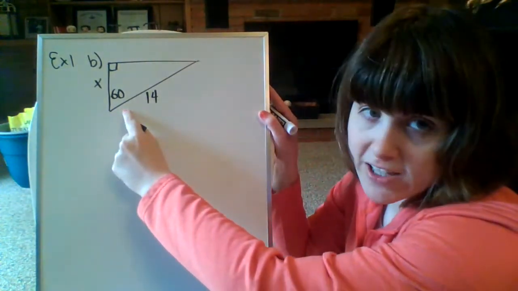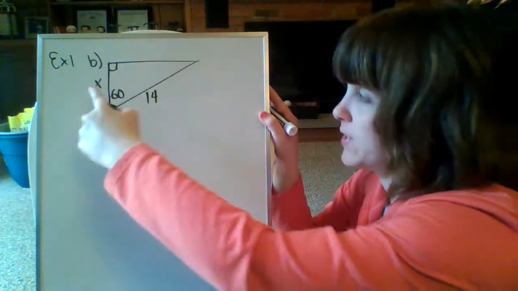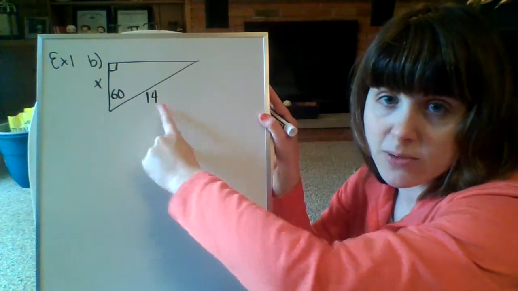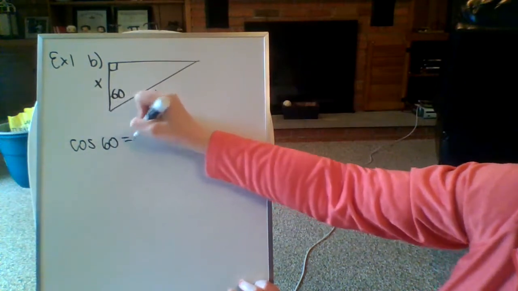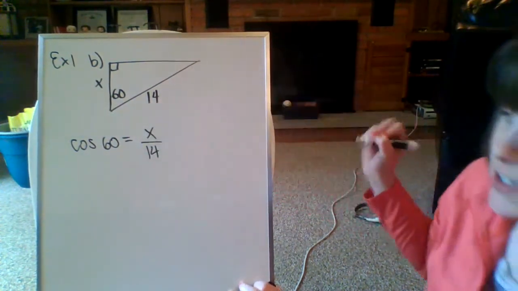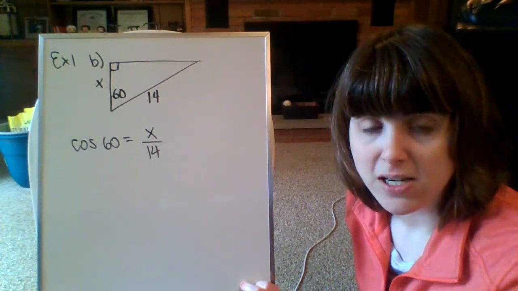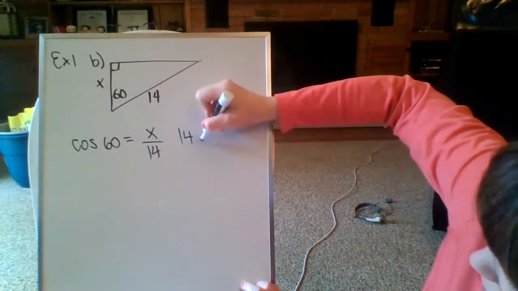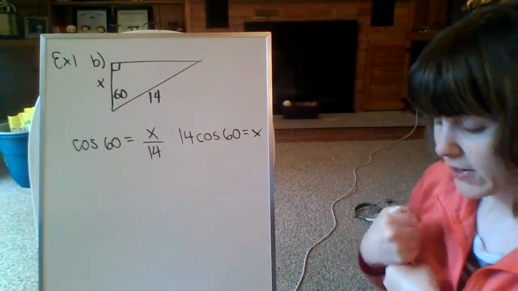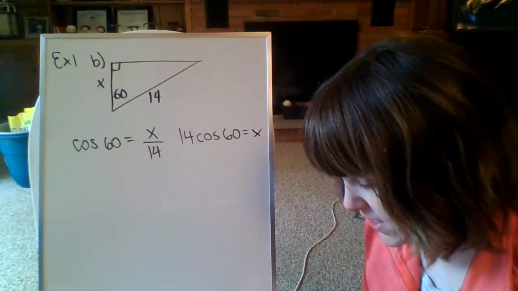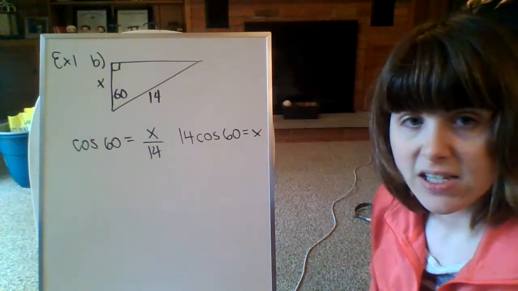So 60 is the angle they gave us. This would be the opposite side, and we don't have anything there. So again, we have adjacent and hypotenuse. So we're going to use cosine again. So we would have cosine 60 equals x over 14. So just like last problem, to solve this, we're going to multiply. So we're going to do 14 times cosine 60. And that equals x. Okay, so on your phone calculator, 60 cosine times 14, and that's going to equal 7.